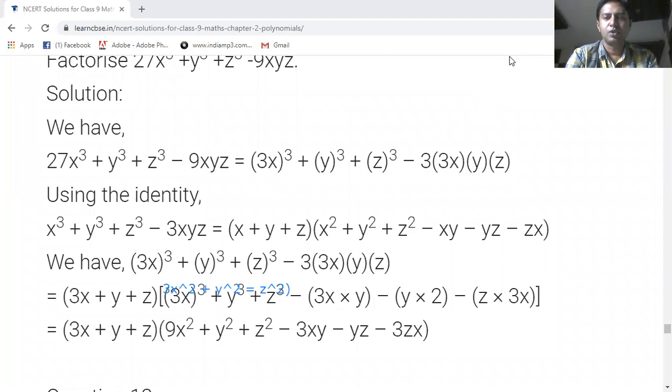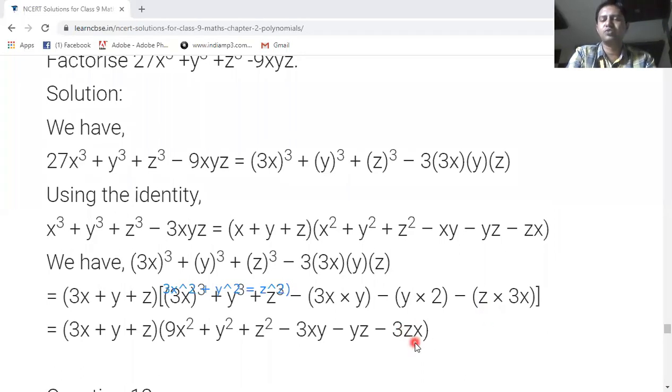So we'll substitute the values here as 3x square plus y square plus z square minus 3x into y minus y into z minus z into 3x. So this is 3x plus y plus z. 3x square is 9x square, y square is y square, plus z square is z square, minus 3xy is minus 3xy, y into z is yz, and 3z into 3x will give you 3zx.